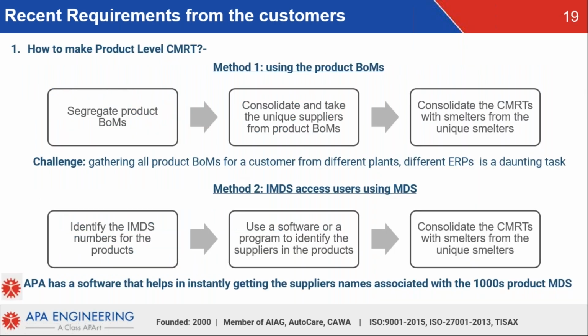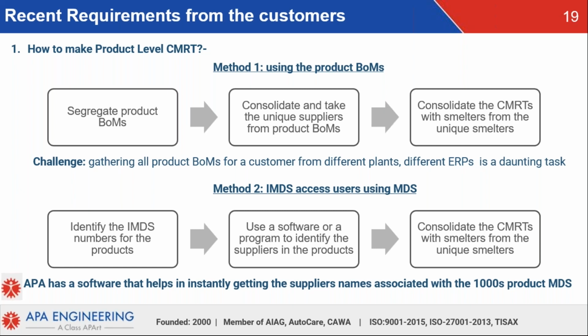So now we will understand how to make a product level CMRT. So there are two methods. Product level CMRT is a challenge if you don't have the proper processes or software tools. Based on the APS experience, product level CMRTs can be done in two ways. For example, if the customer purchases 100 products from a supplier, let us see how a supplier can make the product level CMRT.